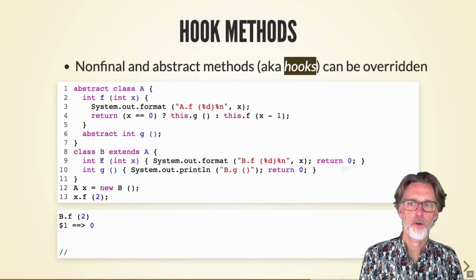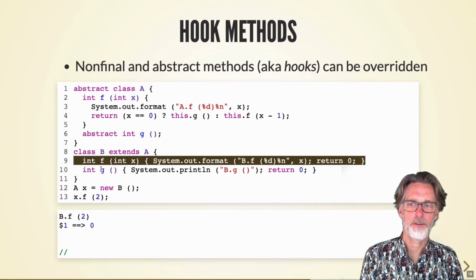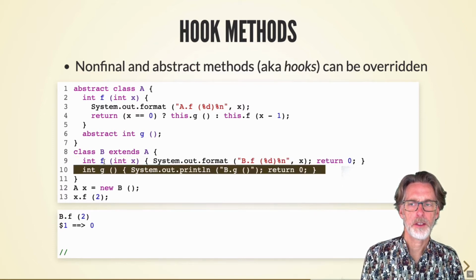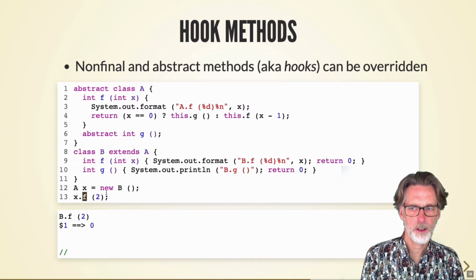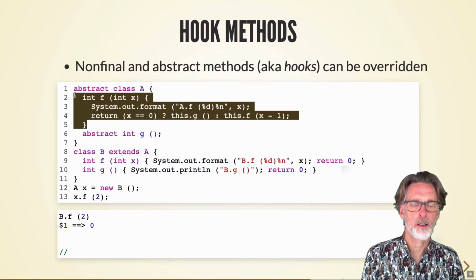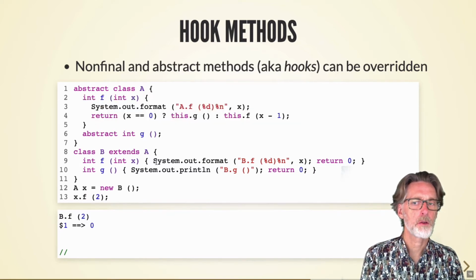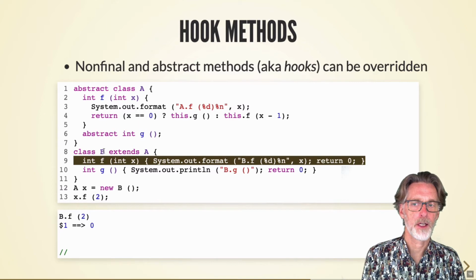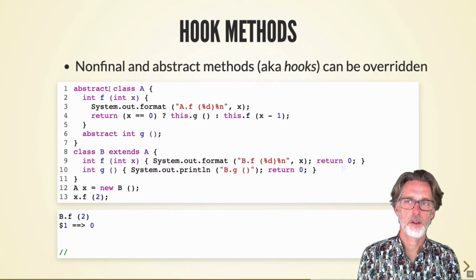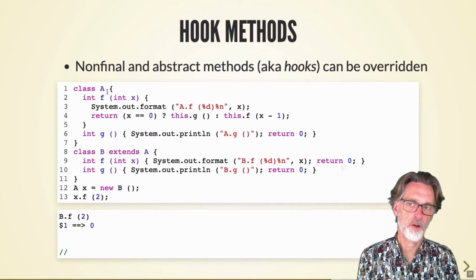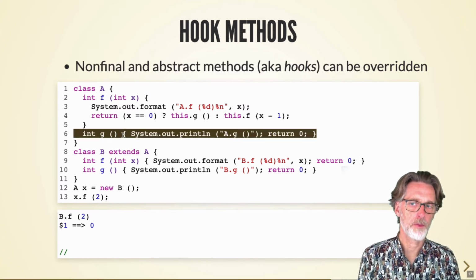In this case, I've overridden both of these methods, f and g. And you can see that when I do this, and I invoke the method f on the bird, well, it's not going to use the method f in the abstract class A anymore. We're going to use the overridden method that we provided directly in the bird class. Note that this behavior doesn't change if the class A itself is concrete and actually provides its own implementation of g.